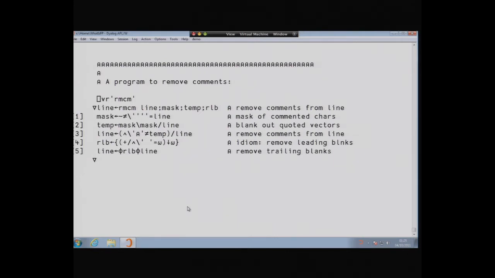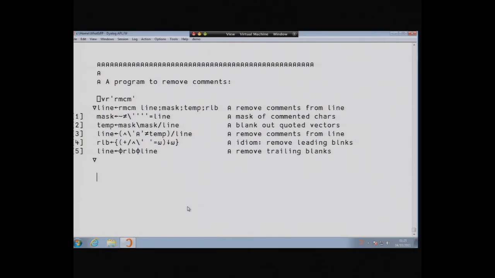One of the things this is doing is developing arrays. I've got some temporary names here, one of which is a function, but mask and temp are temporary arrays. So the first line is doing a not-equal scan to find a mask of quoted characters, not commented characters. There's a bug in my program, this should be quoted. So this switches noughts and ones on and off as it goes into a quoted section.